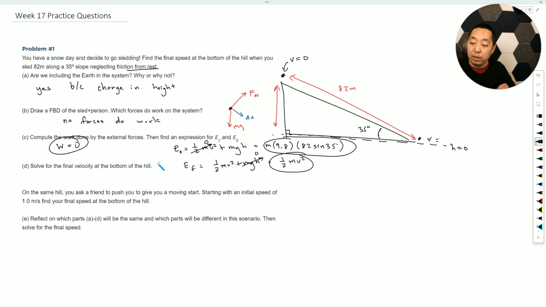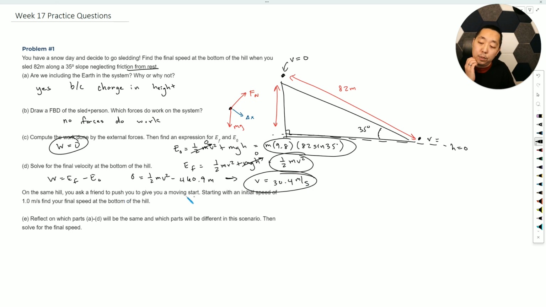Okay, now solve for the final velocity. We're going to use work is the final minus the initial. So 0 is going to equal 1/2 mv squared minus whatever all this is, 9.8 times 82 sine 35, which is 460.9 m. And so then you can solve for v. The m's will cancel, by the way. v is going to be 30.4 meters per second.